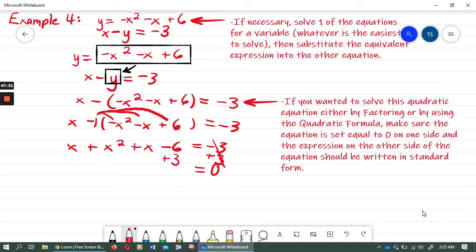Now on the left side of the equation, we've got all of these things. If we combine that -3 and the positive 3 and the -6, that gives us -3. Folks, if we want the expression on the other side of the equation to be in standard form, we need to combine our like terms.